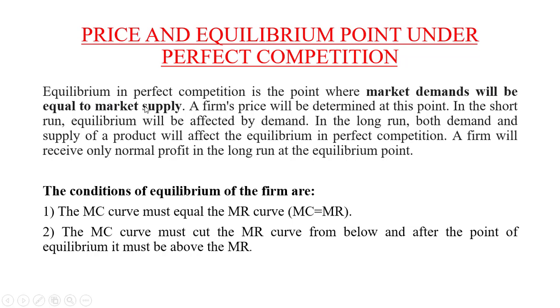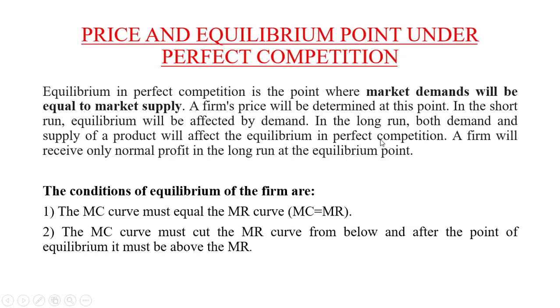Now here, in the short run, equilibrium will be affected by demand. What does short run mean? Short run means when the variables, the inputs, are not changed much. It is fixed in nature. So in that case, they will get the equilibrium. That means it will be equal only when it is demanded. And in the long run, both demand and supply of a product will affect the equilibrium in perfect competition.